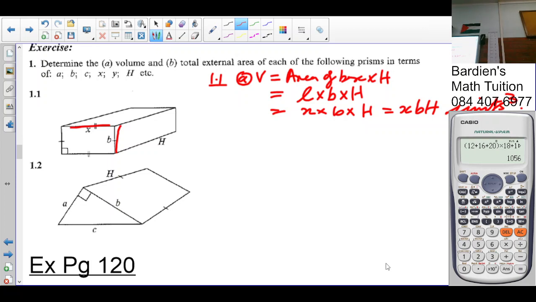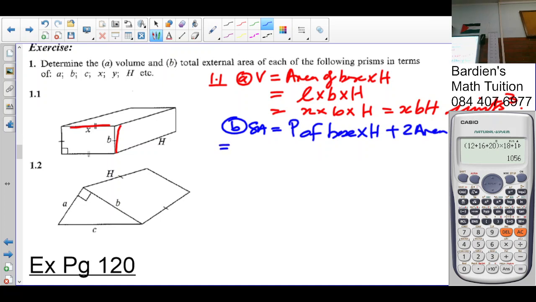Right, let's look at B. For B, they want you to work out the surface area. How do you calculate the total surface area? Perimeter of base times height plus 2 area of base.